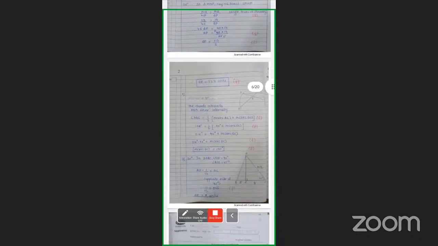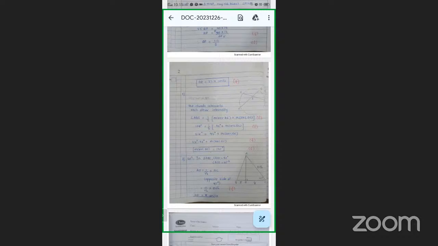Then focus on the second diagram. So what is the question? In the figure, chords AC and DE intersect at B. If angle ABE is equal to 108 degrees and the measure of arc AE is equal to 95 degrees, find the measure of arc DC.